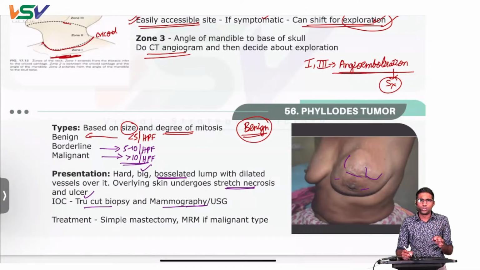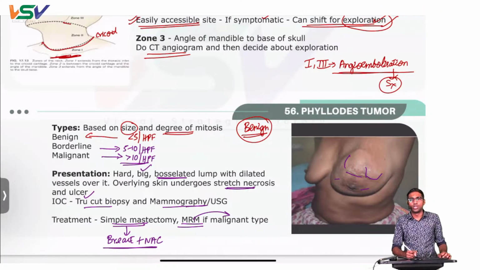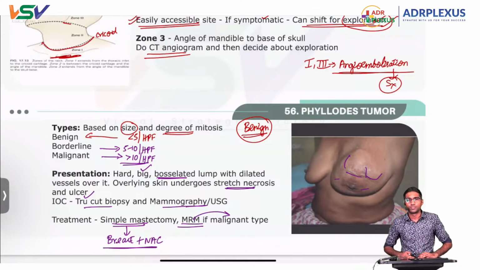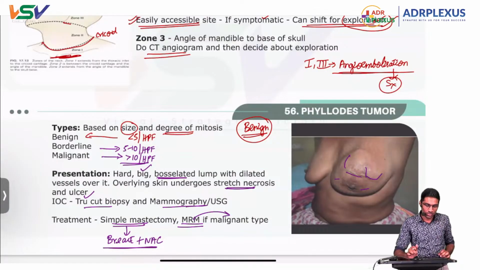So treatment for Phyllodes tumor is just a simple mastectomy. Simple mastectomy means breast and nipple areolar complex. Only that has to be removed. It is breast plus nipple areolar complex. So when you are planning for MRM, it should be a malignant case. That is known as modified radical mastectomy, only in confirmed malignancy cases. So Phyllodes tumor is this.